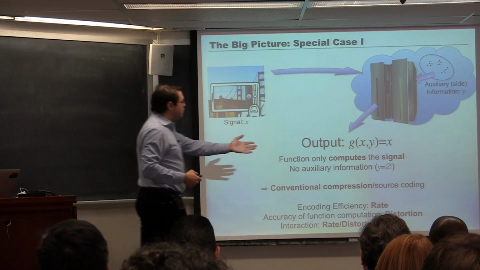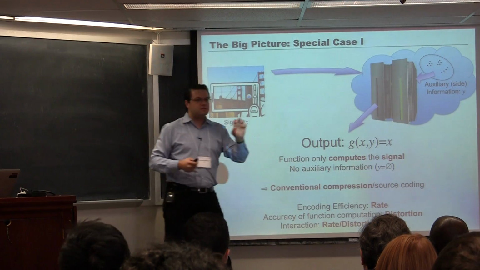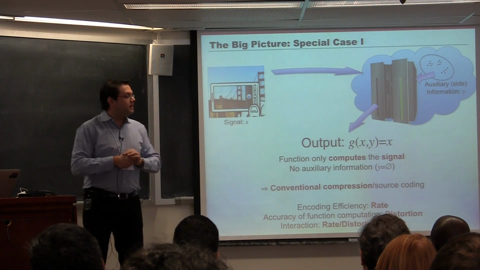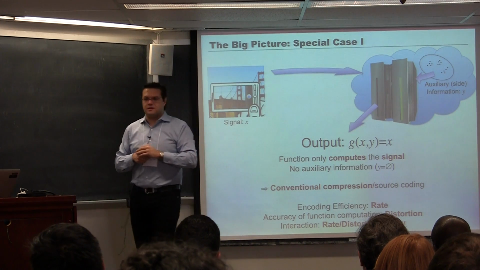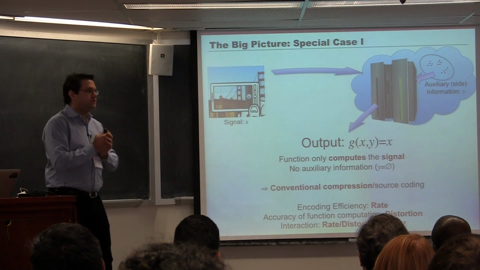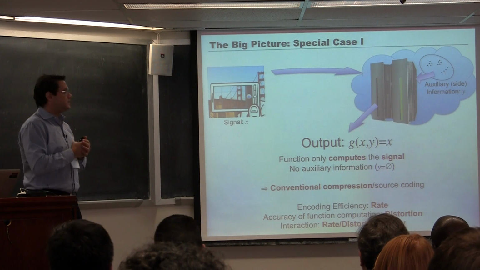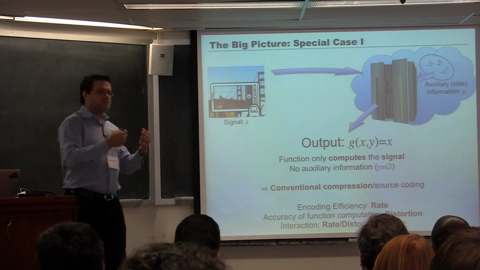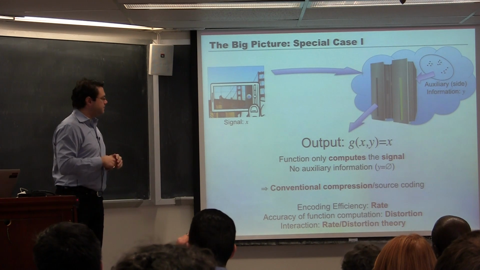Let's say that you have no auxiliary information, so there's nothing here, and the output of the function is just the signal itself. In that case, if you're interested in the rate that you're going to use to transmit the signal, this is standard compression. There's a lot of work on rate distortion. If you don't want an exact copy of the output, there's rate distortion theory and standard compression techniques. This is a very well-studied problem.